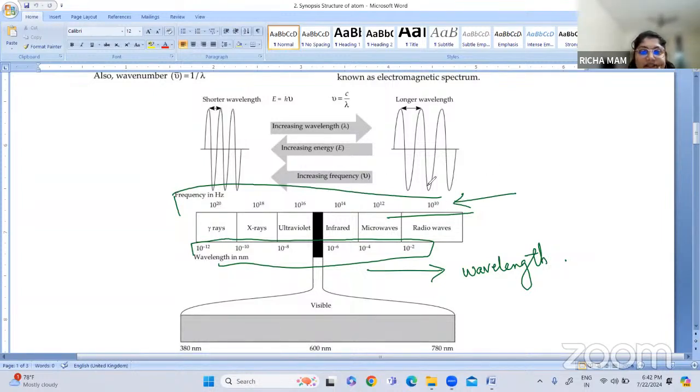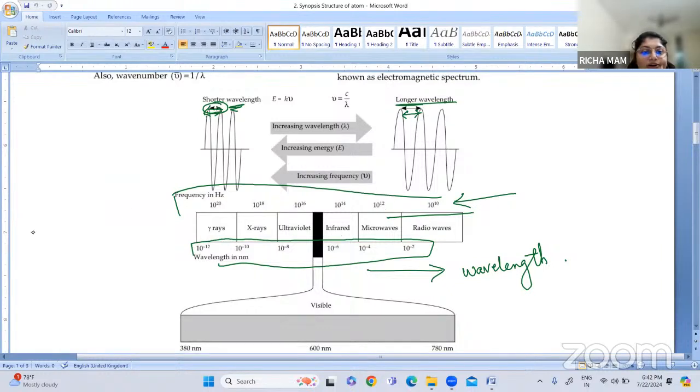What do you mean by shorter wavelength? Shorter wavelength means the distance between two troughs is small. This is a trough, and so like this. You can see the distance between these two troughs is very small, so it is said to be a shorter wavelength. And when the distance between the two troughs is more, it is called a longer wavelength.